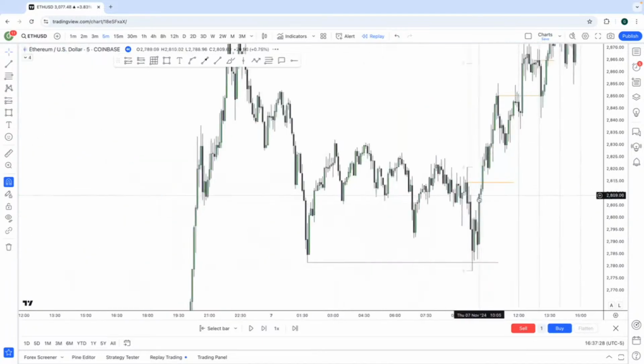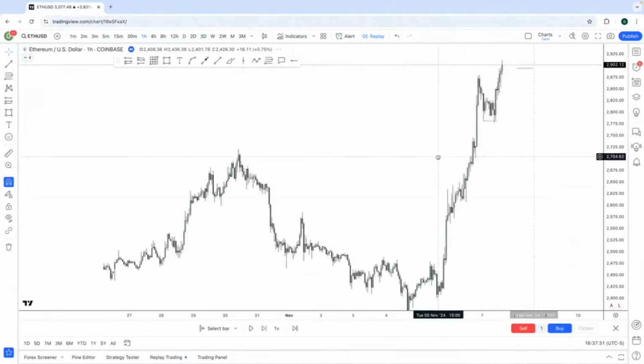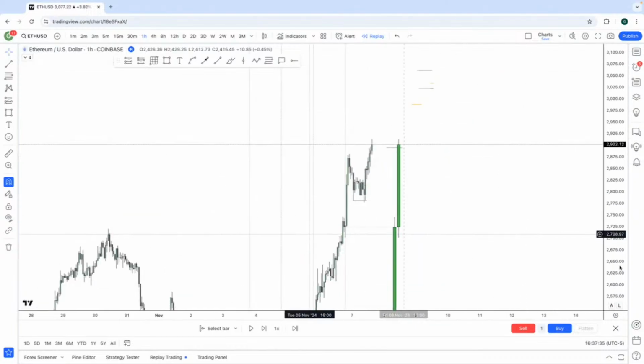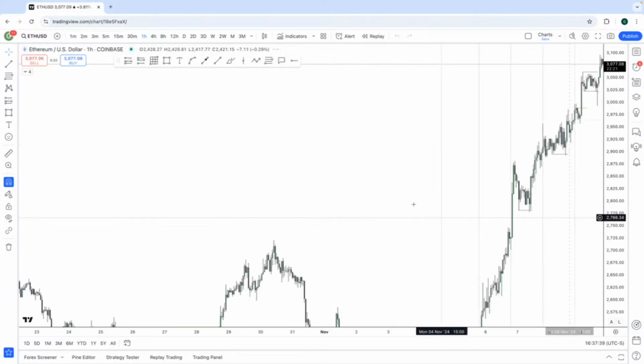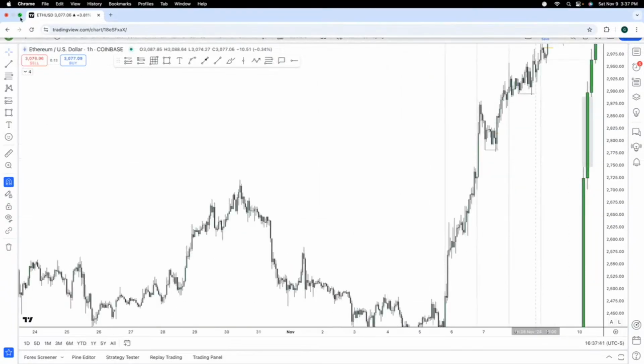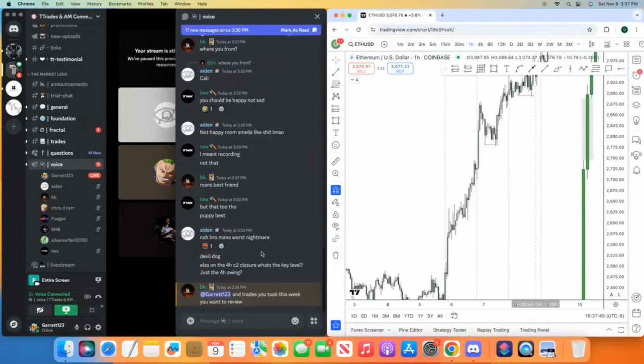I think I got like one more over here. Look, maybe not. I don't think I do. We can keep looking though. Let's see if there's any more questions. Trades that I took. I didn't take any fractal model, I don't think. Did I?